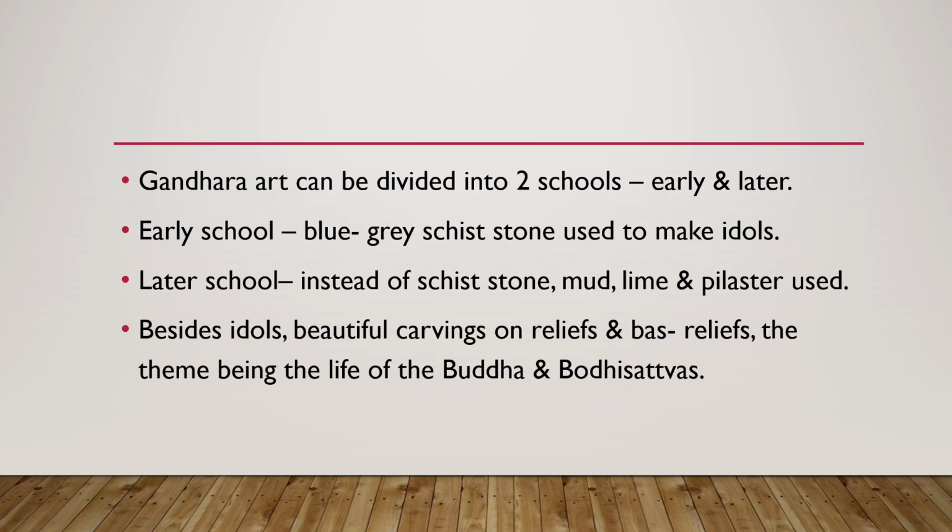Gandhara art can be divided into two schools, early and later. During the early school, which existed during this period, blue grey schist stone was used to make idols, and in the later school, instead of schist stone, mud, lime, and plaster were used to make the idols. Besides idols, we find beautiful carvings on reliefs and bas reliefs, the theme being the life of Buddha and Bodhisattvas.